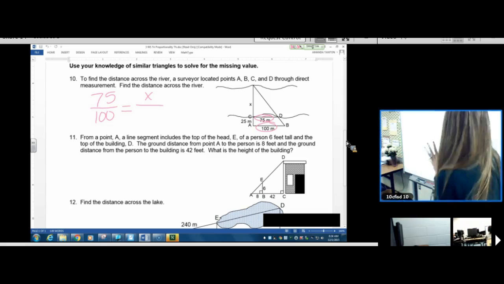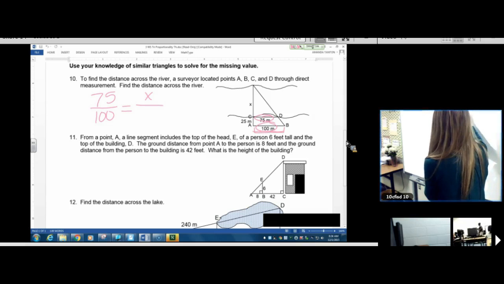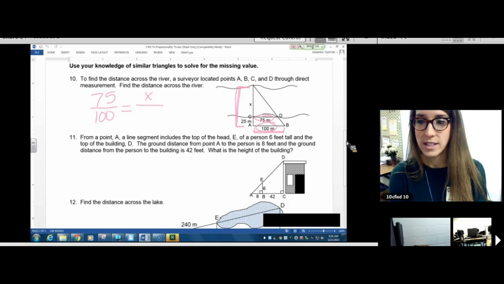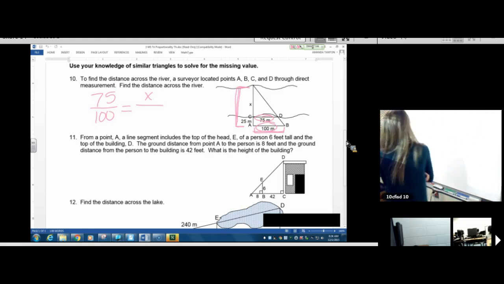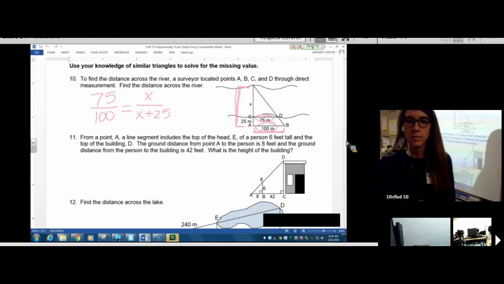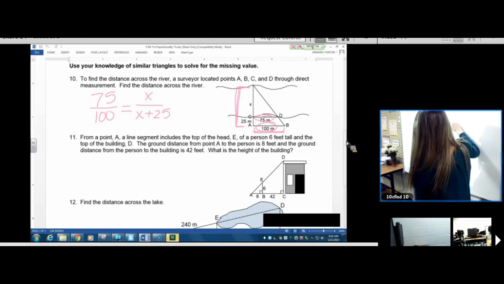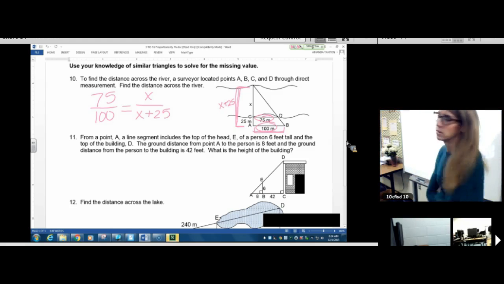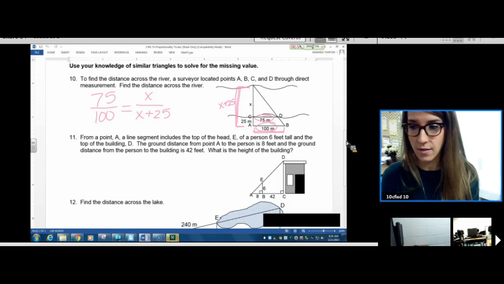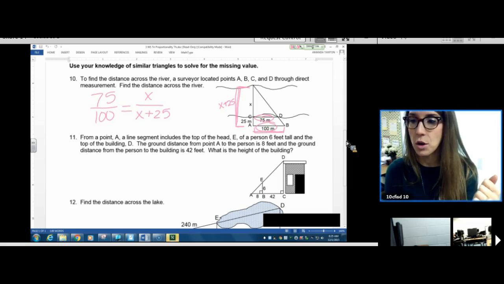Now, 100, that whole side is going to go with this whole side. So how could I name that whole side? It's not x, it's not 25. What is it? Very good. So it's really important that we call this x plus 25. Okay? And now we're back to kind of what we did in the warm-up. You're going to cross multiply, you're going to distribute that 75, and you'll solve for x, okay? I'm not going to go through the steps. I think setting it up was the hardest part.